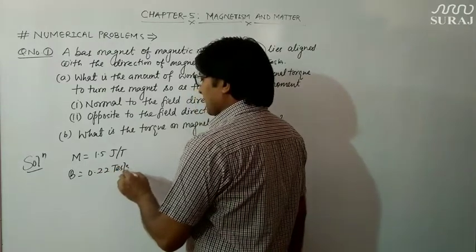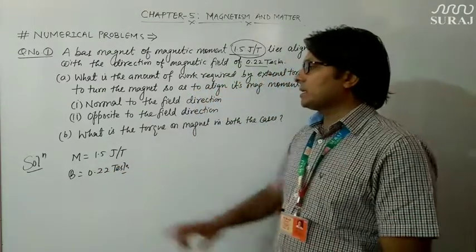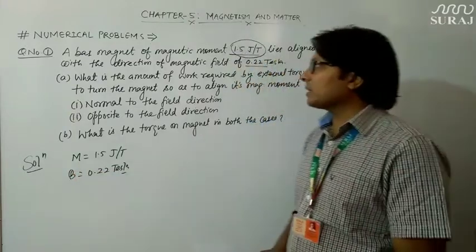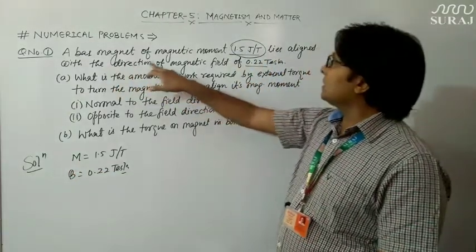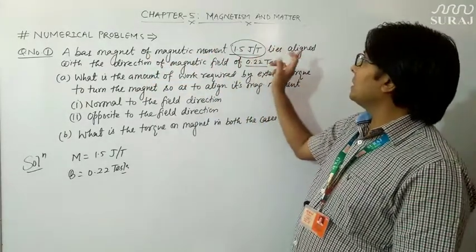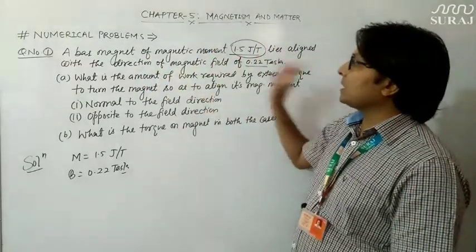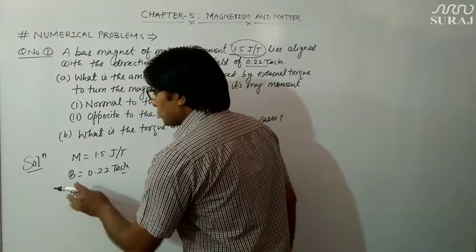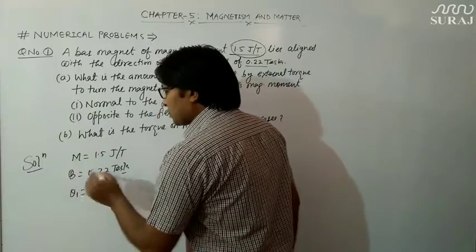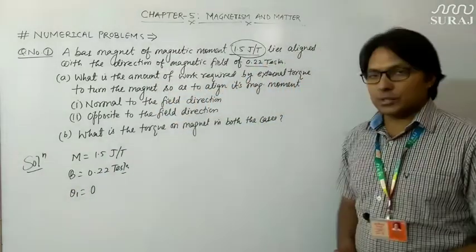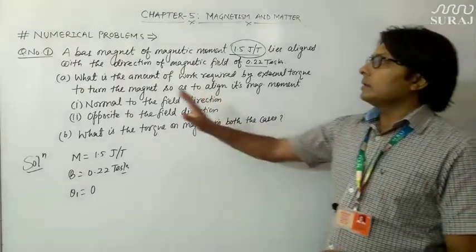Also we have been given the angle between the magnetic dipole moment of the bar magnet and the B vector, which lies aligned. The bar magnet of magnetic moment lies aligned with the direction of the magnetic field, which means the angle is 0, or we can say the initial position of the bar magnet with respect to the magnetic field is 0, or theta 1 is equal to 0.